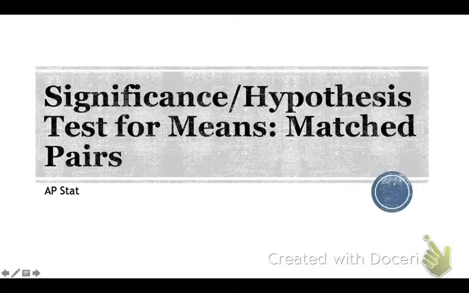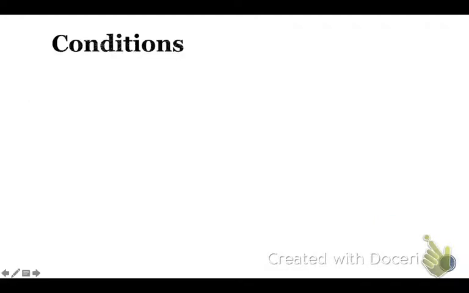In this video, we are going to run a significance or hypothesis test for means, where we are looking at matched pairs. So what we're going to be doing again is finding the difference between two quantitative numbers, and then we're going to be running really just a one sample t-test for means on just the difference. So really our conditions are identical to a one sample t-test. We're just going to call this a paired t-test.